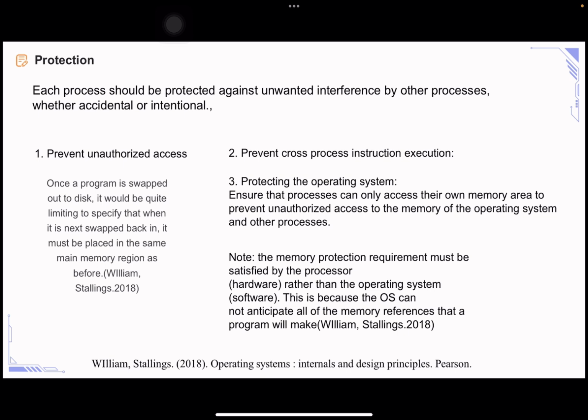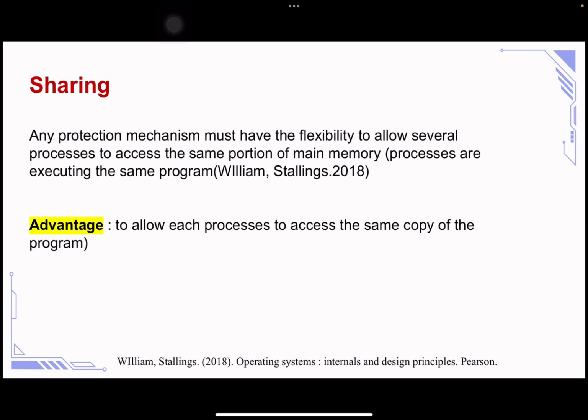Protection. Each process should be protected against unwanted reference by other processes, whether accidental or intentional. It achieves three goals. The first one is to prevent unauthorized access, and the second one is to prevent cross-process instruction execution. The last one is protecting the operating system. Sharing. Any protection mechanism must have the flexibility to allow several processes to access the same portion of memory. The advantage is to allow each process to access the same copy of the program.